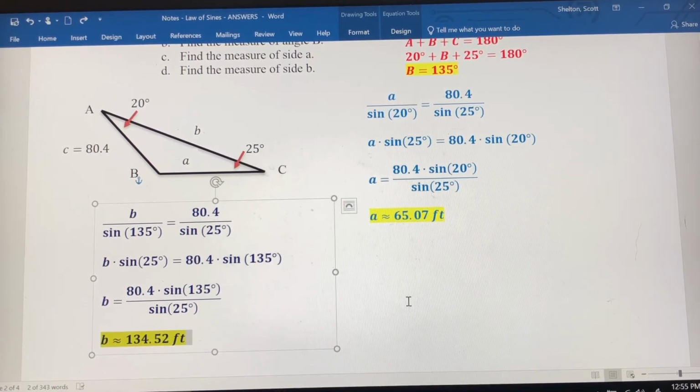Now, as with the previous video, you always want to make sure that the ratios match up. If B is the largest angle, then side B should be the largest side, and that happens to be the case. Angle C was the angle with the second greatest measurement, 25 degrees. It should be the second largest side, and it's 80.4 feet. That happens to be the case. Angle A was the smallest angle, so side A should be the smallest side. That matches up. Now, that doesn't guarantee that our values are correct, but I feel pretty confident about these values and that we've solved this triangle correctly.